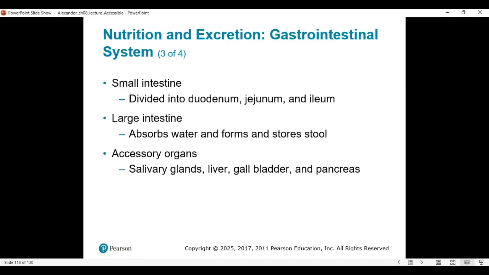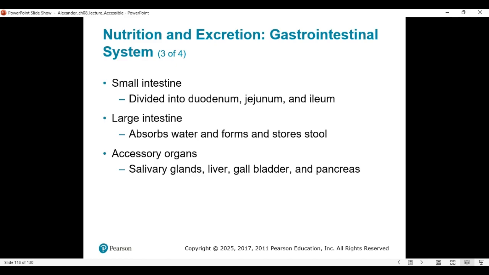Accessory organs would include the saliva glands, the liver, the gallbladder, and pancreas. Let's talk about this for a minute. The saliva gland starts the process of digestion as we're chewing, lubricates as we're chewing. The liver creates the bile. It's also where, glucagon, I'm sorry, your stores of sugars are stored.